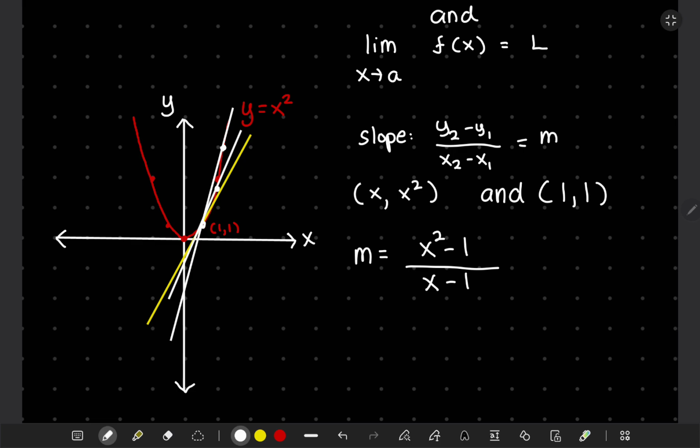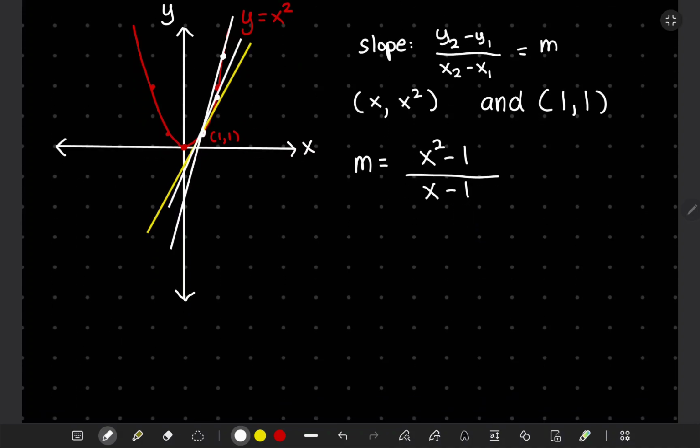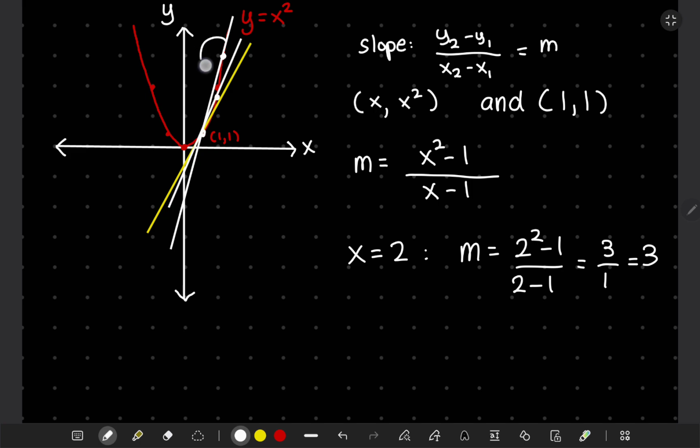Maybe I can try to find our slope by plugging in different points. Say, for instance, I plug in x equals 2. That would give me m equals 2 squared minus 1 over 2 minus 1. This gives me 3 over 1, which is 3. So maybe that could be a good estimate: I can say the slope between 2 and 1, 1 is 3.